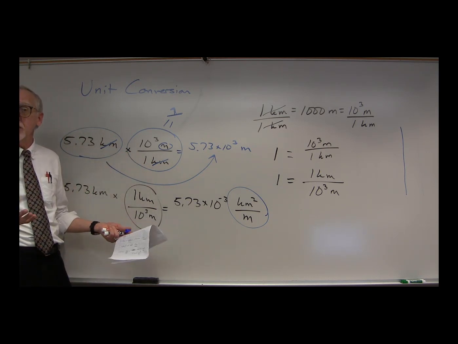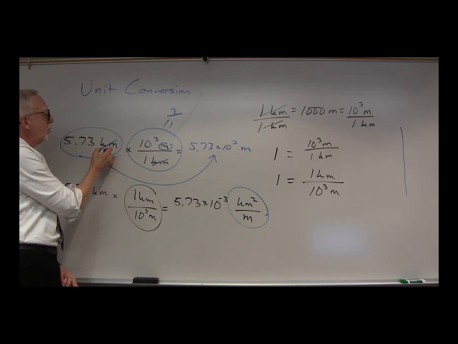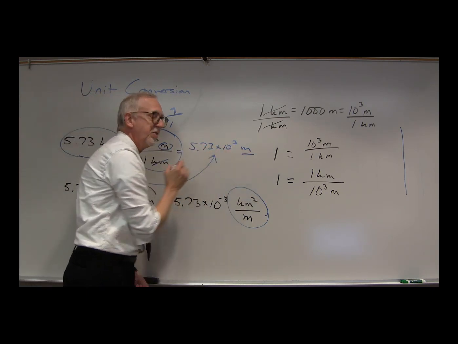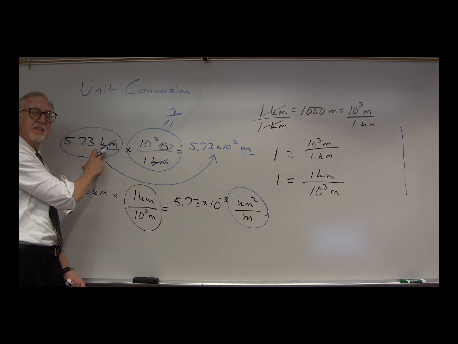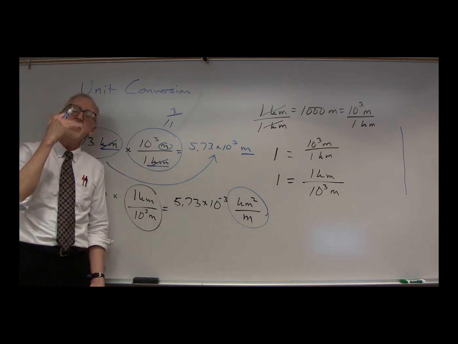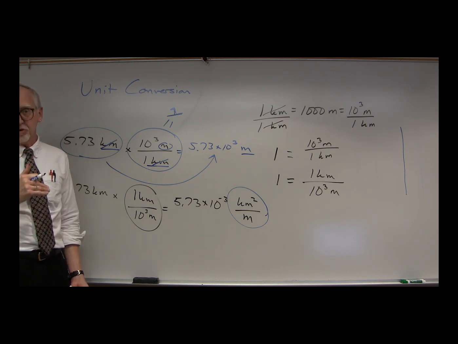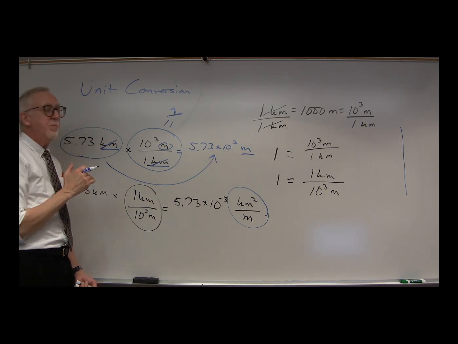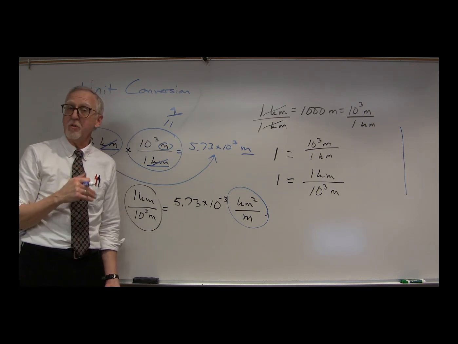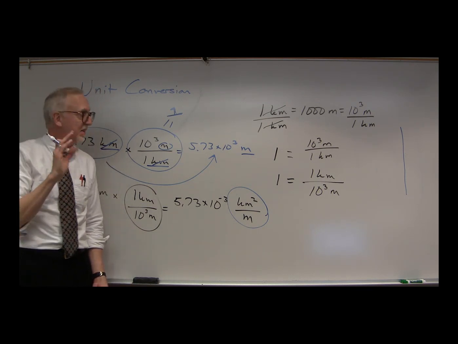Now, how do we know which one to use? Well, we've got kilometers in the numerator, and we want to end up with meters in our answer. So we need to cancel out the kilometers, which means we have to put the kilometers in the denominator of our conversion factor. So keep in mind, what do you want to cancel out? So where do you have to put the units in your conversion factor to do that? Okay, let's try another example.